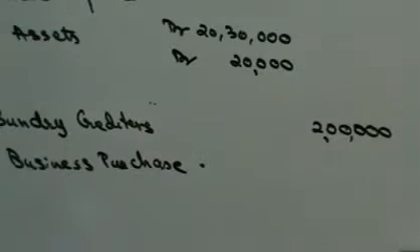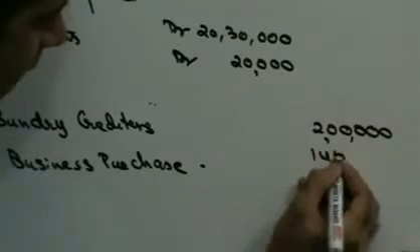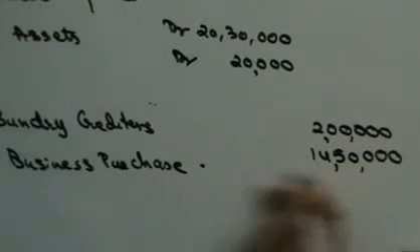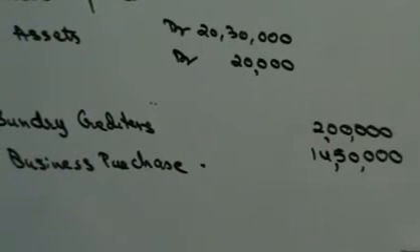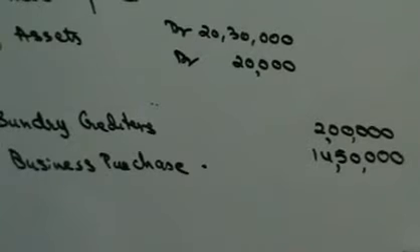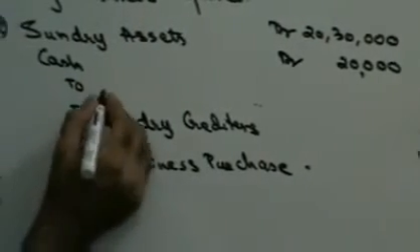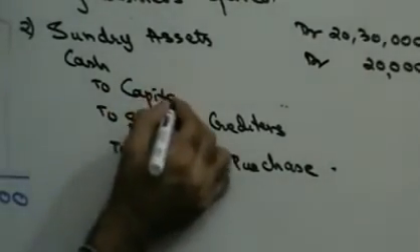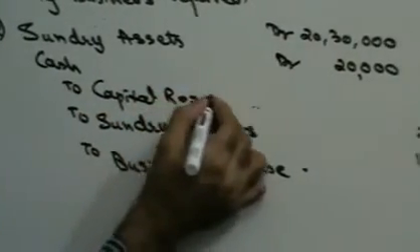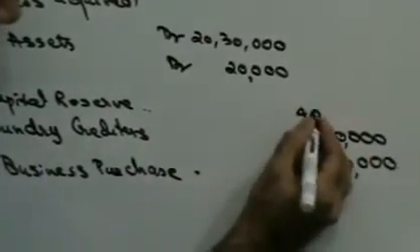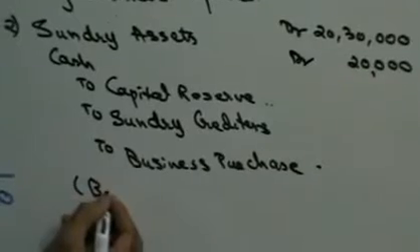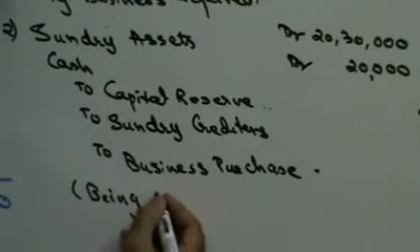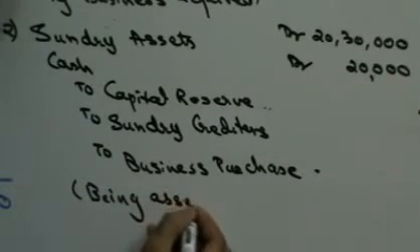Business purchase we had found out was 14 lakh 50,000. Someone get me the difference, guys? 4 lakhs is the difference. So this is going to be to capital reserve, 4 lakhs. Assets and liabilities taken over.